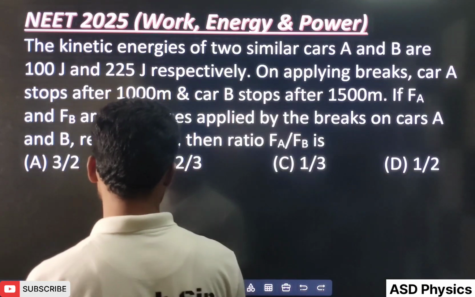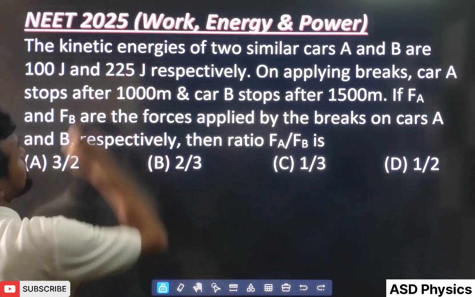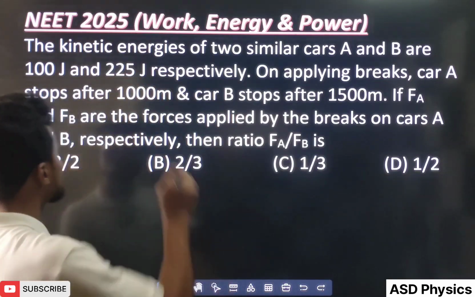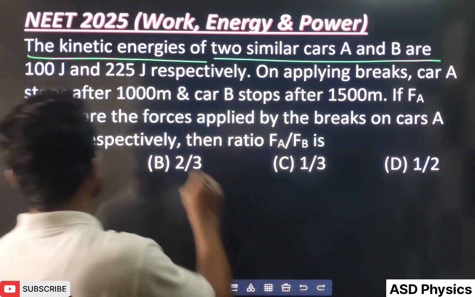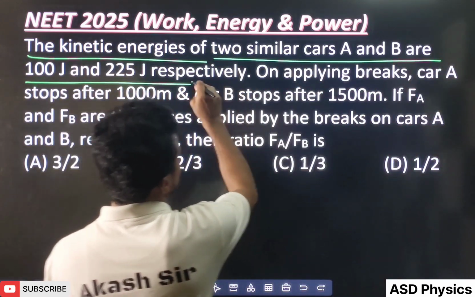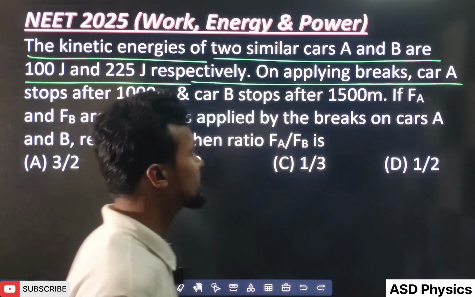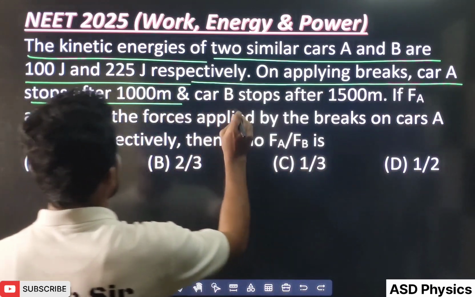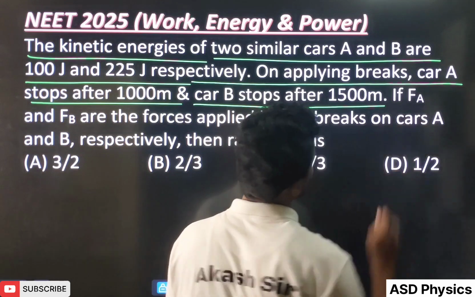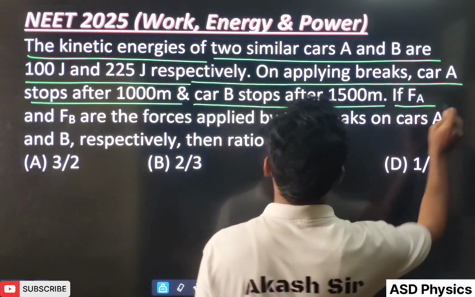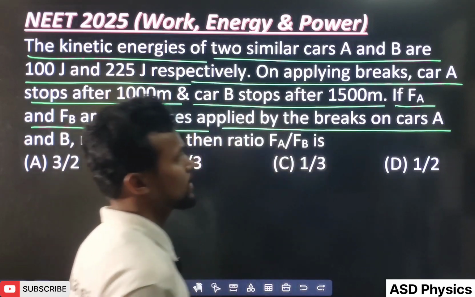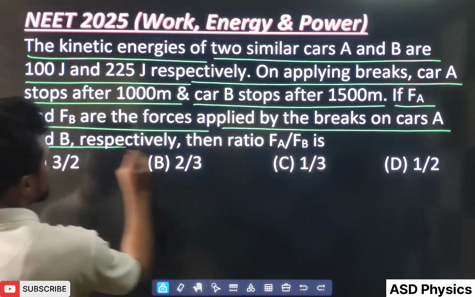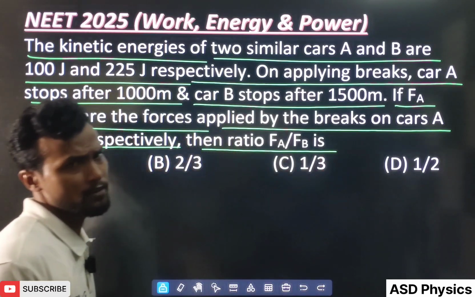Now students, let's see this question. This is a work, energy and power question. Let's go through it. See, the kinetic energies of two similar cars A and B are 100 joule and 225 joule respectively. On applying brakes, car A stops after 1000 meter and car B stops after 1500 meter. If FA and FB are the forces applied by the brakes on car A and car B respectively, the ratio FA by FB is how much?